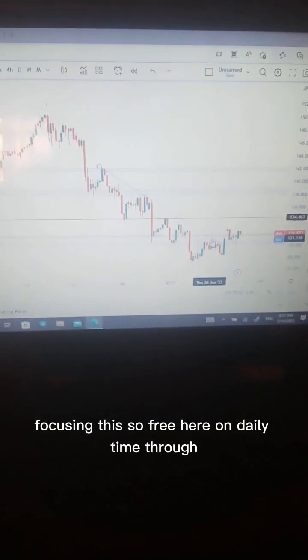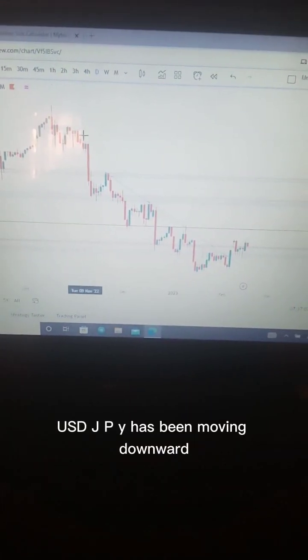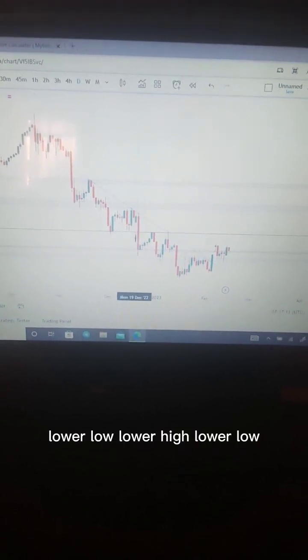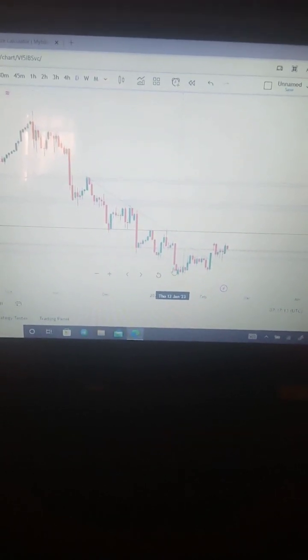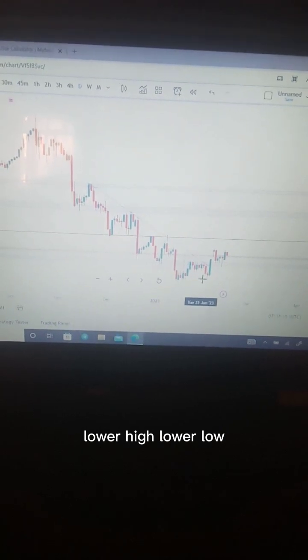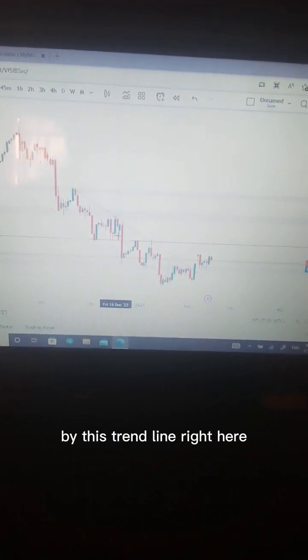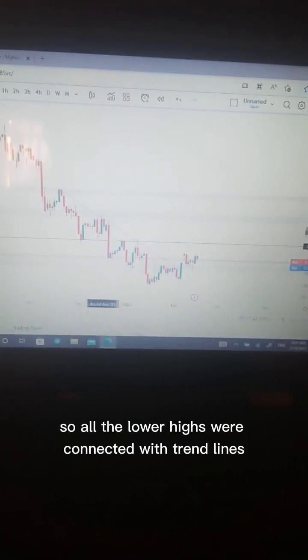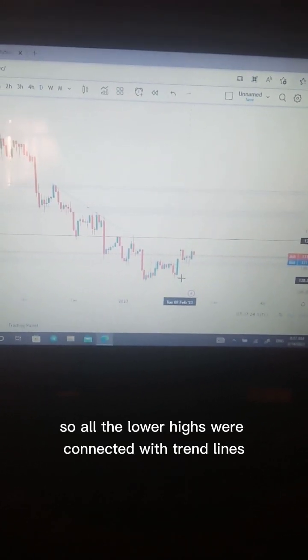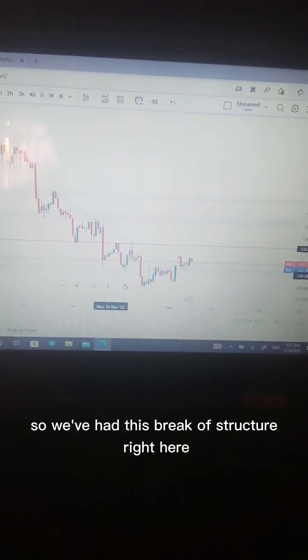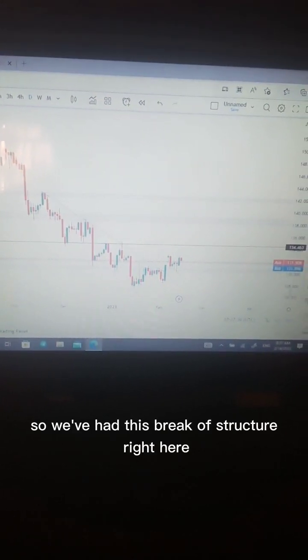Here on the daily time frame, we can see that previously USDJPY has been moving downwards. We had lower low, lower high, lower low, lower high, lower low, lower high, lower low, lower high, lower low. And we can see clearly that it has been connected by this trend line right here. So all the lower highs were connected with trend lines. But then price now broke above this lower high. So we've had this break of structure right here.